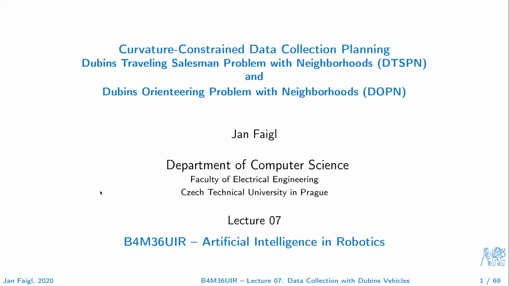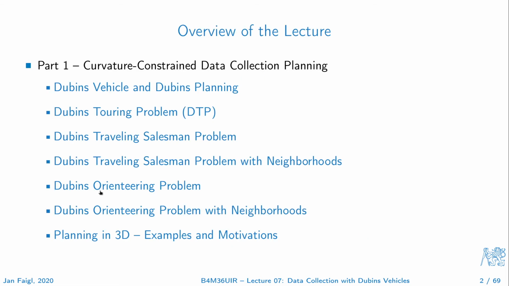Welcome to the next lecture on artificial intelligence in robotics course, and this time we will continue on data collection planning, but we will extend the existing methods and the methods we described in the previous lecture towards planning with curvature-constrained trajectories. So we will extend the traveling salesman problem with neighborhoods, as well as the orienteering problem and orienteering problem with neighborhoods to the planning with curvature-constrained paths and trajectories that are modeled by Dubins vehicle.